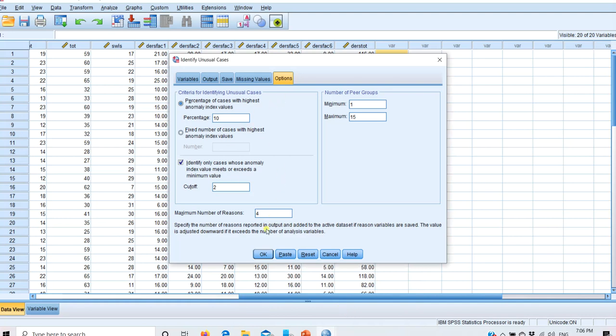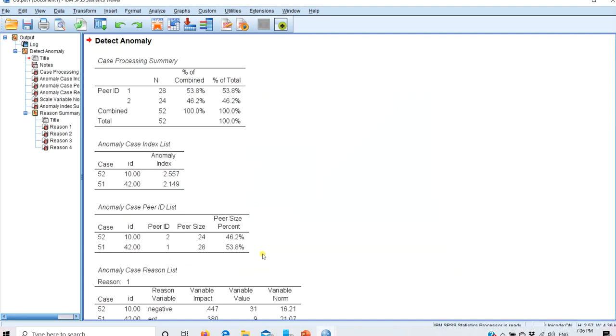Now we have fixed all the parameters. Let us run. Okay. Now there are a total of 52 cases. Remember, I have deleted case number 20 because it had a univariate outlier value and I forgot to recall that data. So now rather than 53, it has 52. And it has identified two patterns or clusters. So there is peer group ID 1, and another peer group ID 2.